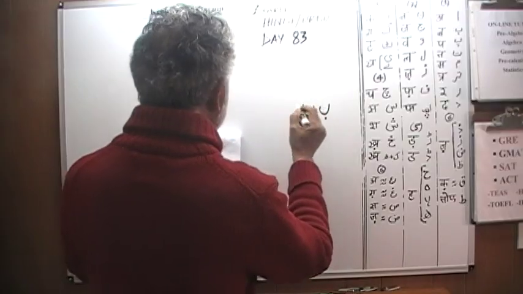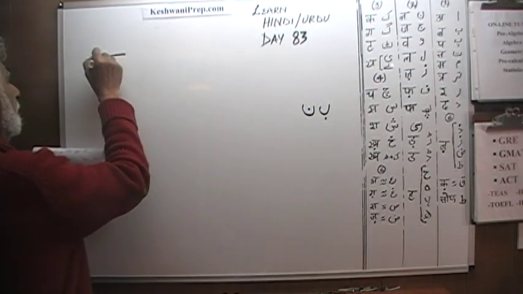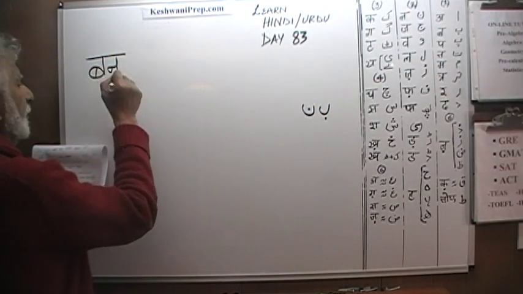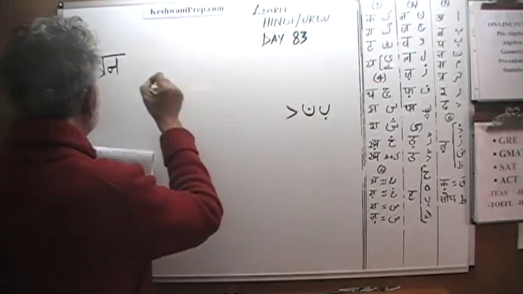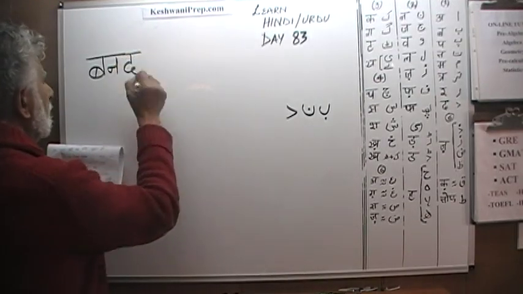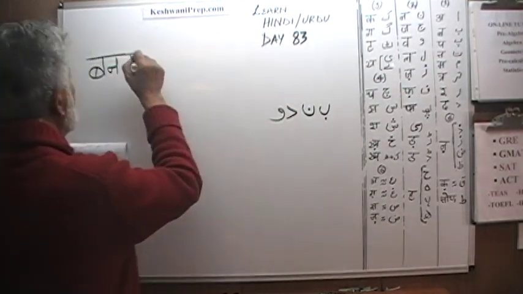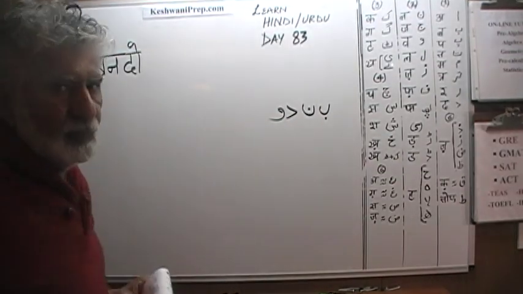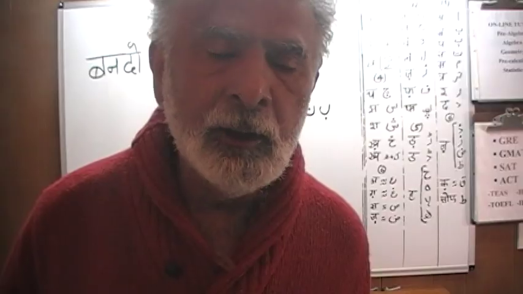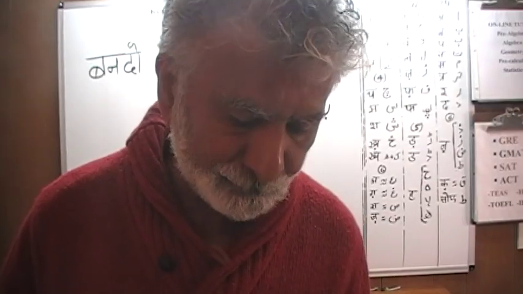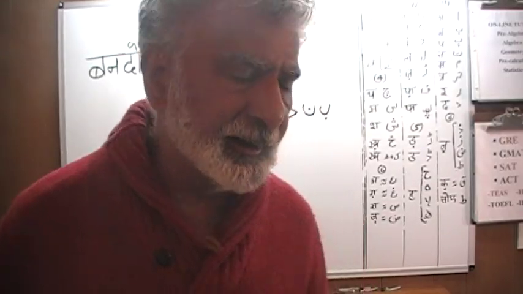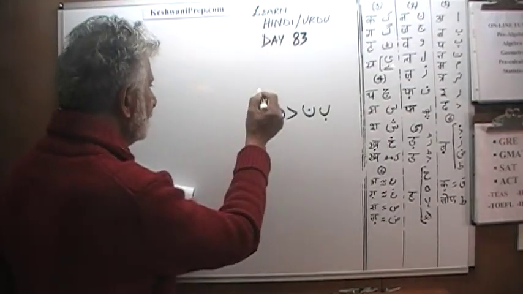Bo, no. Then we need a the. We don't need a the, we need a do. But so far it says bando. We don't need bando, we need bandon. We need a nasalized N at the end. So we put a nun now. Bandon.